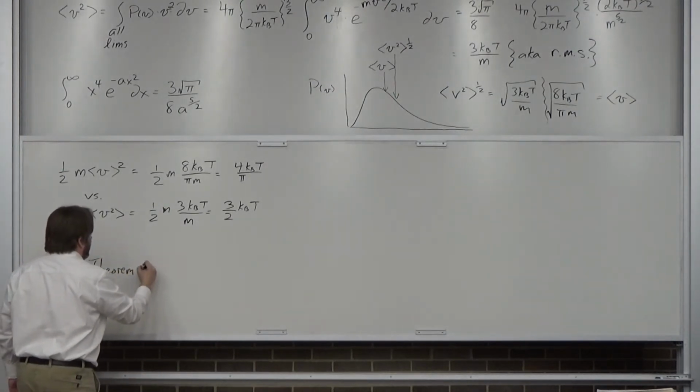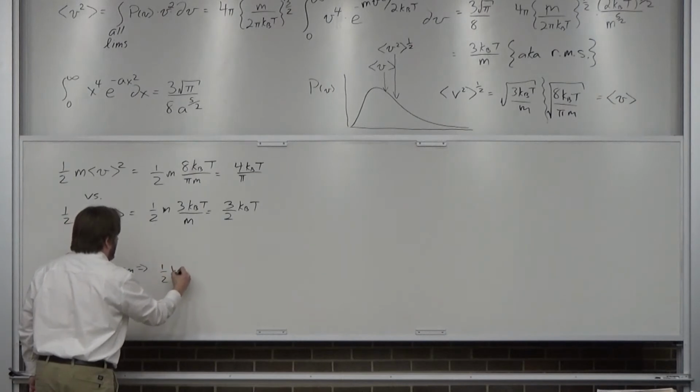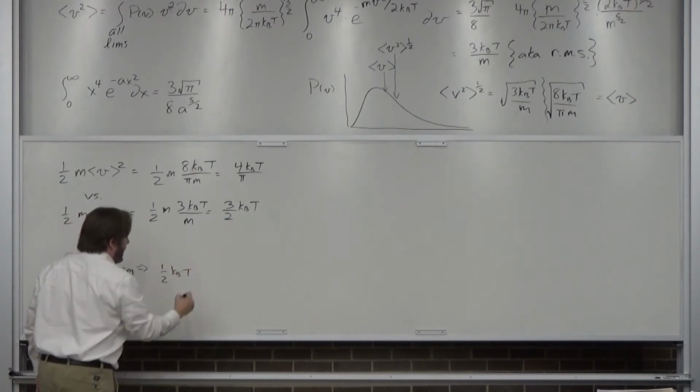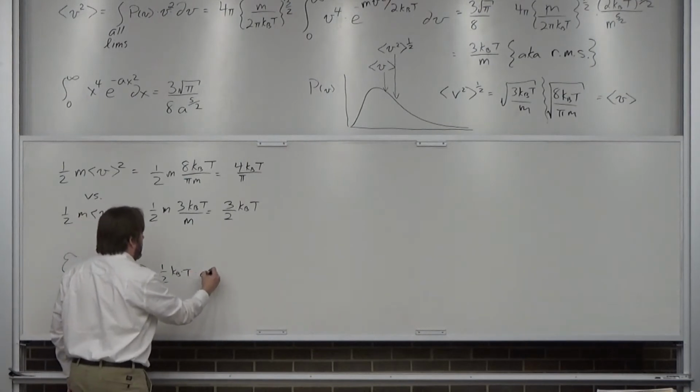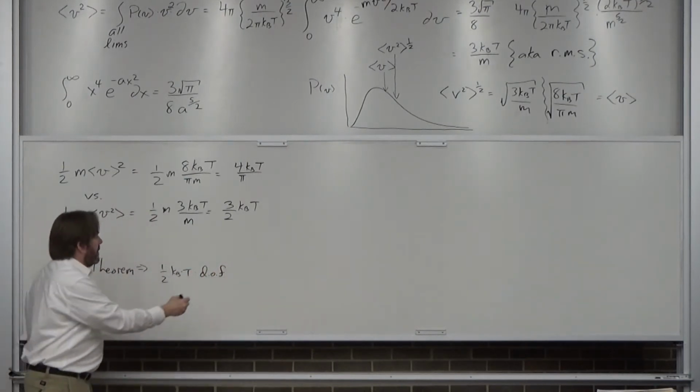But that says you have 1/2 kBT of energy for every degree of freedom. I'm using lots of shorthand. Anyways, for every degree of freedom.